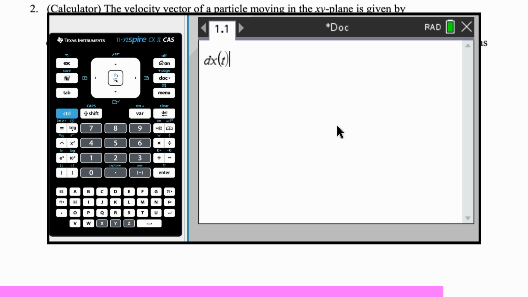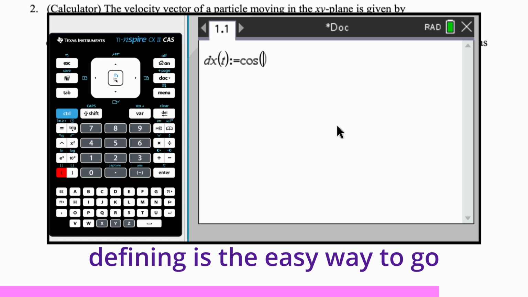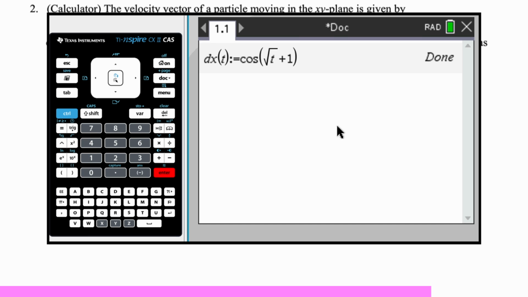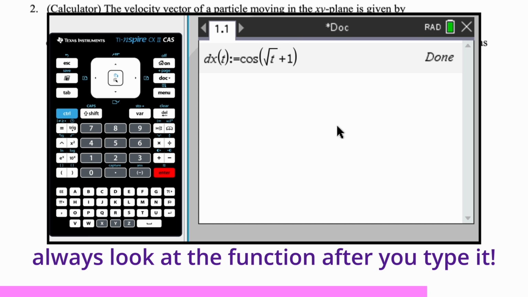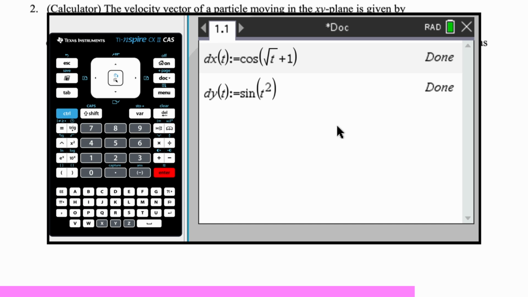So dx of t is cosine of the square root of t, and then plus 1. Just make sure you're not inside the square root when you do that plus 1 part. And then dy of t is going to be sine of t squared. I'm also going to define a function for y of t.